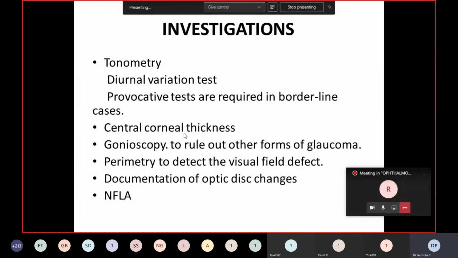Then gonioscopy has to be done to rule out whether it is primary open angle or angle closure glaucoma. And then perimetry to detect the visual field defects. Whatever optic disc changes we have noticed, we have to document using color pencils. That is also very important for a follow-up patient. Documentation of optic disc changes. And then finally, a newer one, that is nerve fiber layer analysis, like OCT or HRA, all are available to measure the nerve fiber layer.